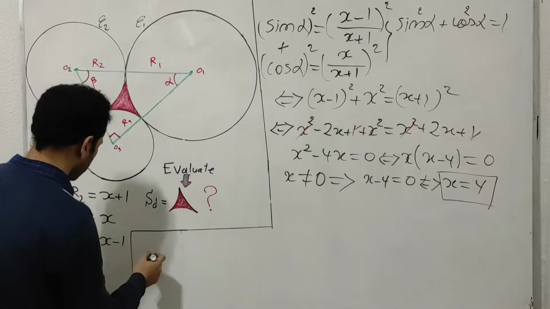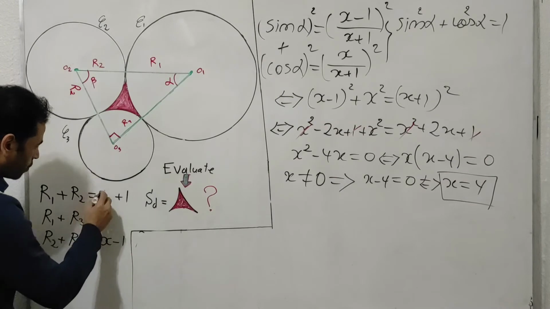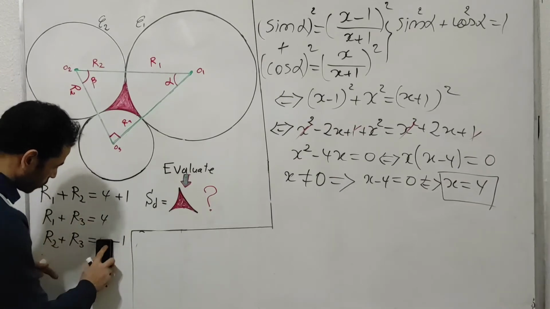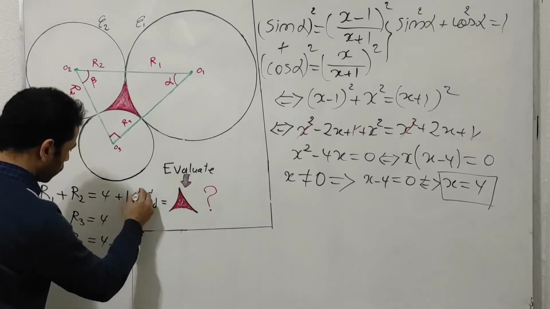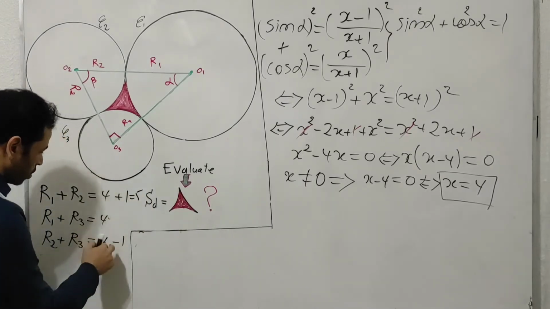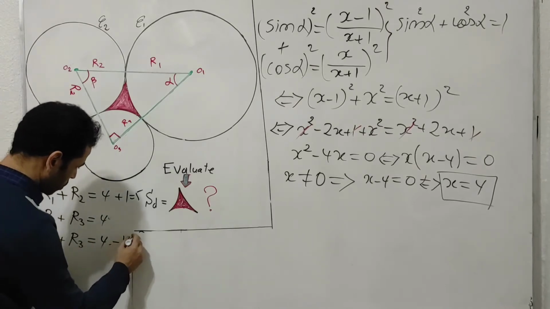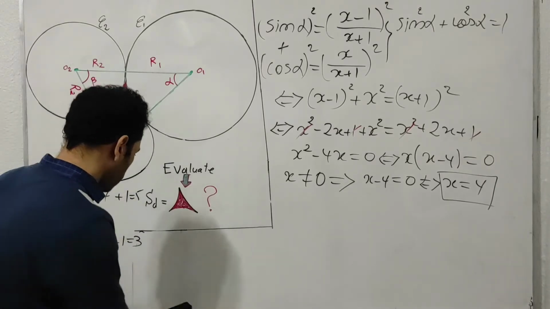Okay, since we found x, I'm going to replace x with its value. I will get 4 here and 4 here. So that means 4 plus 1 equal to 5, and 4 minus 1 equal to 3. Okay, so now I have all this information.